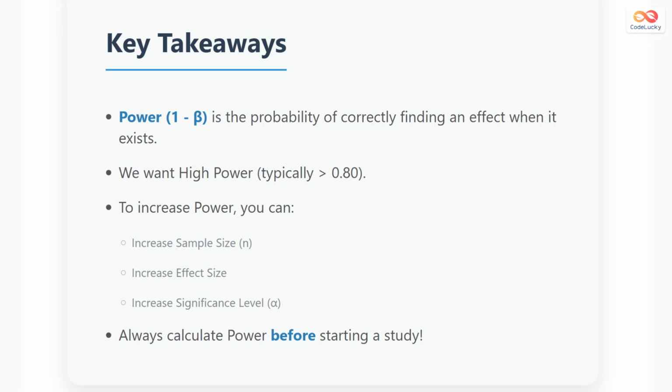To summarize, power is 1 minus beta. It is the probability of finding what you are looking for. We generally want power to be at least 0.8 or 80%. Remember, you can boost power by increasing your sample size, looking for larger effects, or adjusting your alpha level. Always calculate this before you start your experiment.